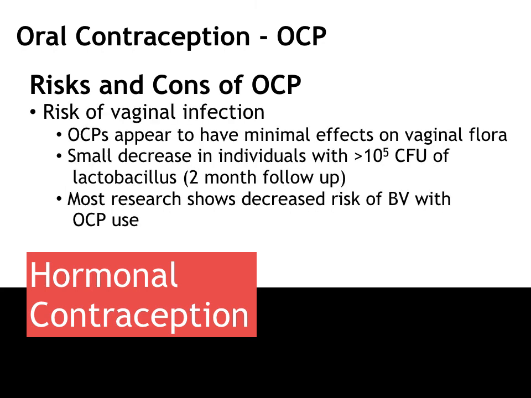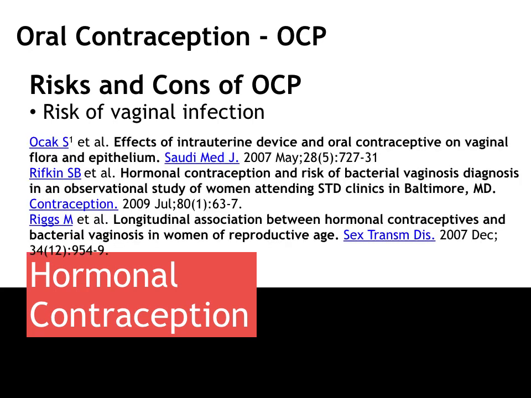I mentioned briefly vaginal infections. For vaginal infections, it does appear in some studies that birth control pills might have a minimal effect on vaginal flora. For example, a small decrease in lactobacillus based on a 2-month follow-up study. But actually a lot of studies, or more recent studies, looking at birth control use found that the risk is actually decreased of at least bacterial vaginosis with birth control use. So again, conflicting information, but something potentially to keep an eye on with your patient. And here's just a few studies you can read for risk of vaginal infections.